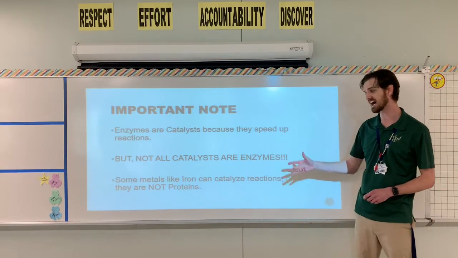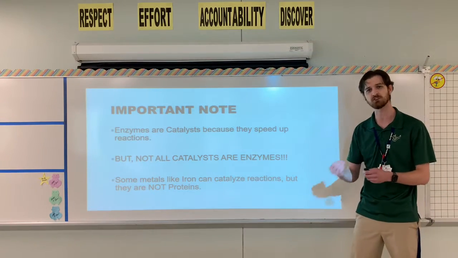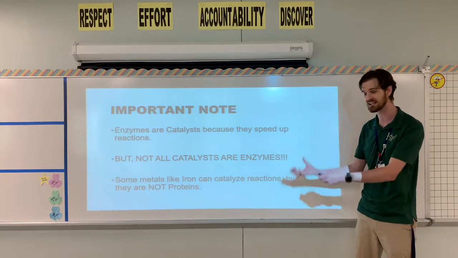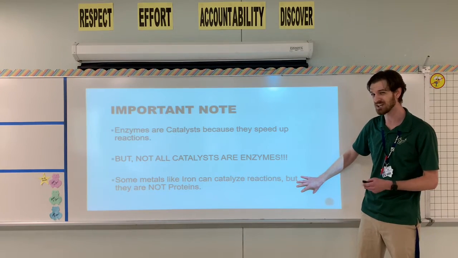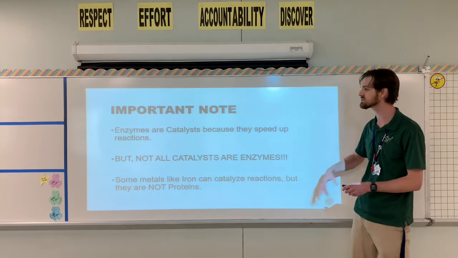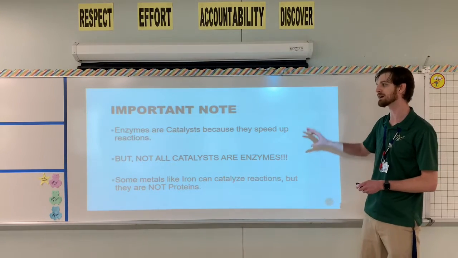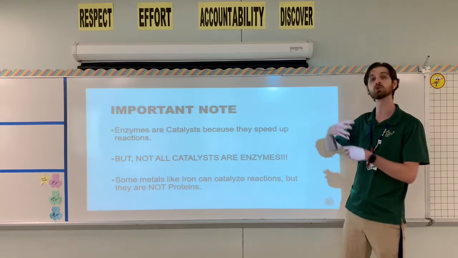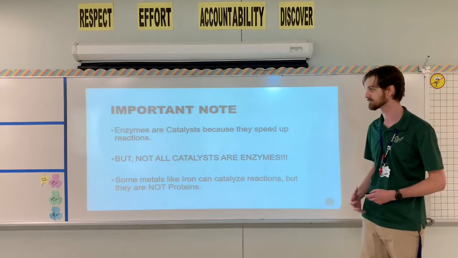So there are different things that can be catalysts. Some metals like iron can be a catalyst, platinum can be a catalyst. They can speed up different types of reactions depending on what it is. But not all of those are proteins, so they're not enzymes. Okay, so a catalyst is something that speeds up a reaction or lowers that activation energy, but enzymes are a specific group of catalysts that are found within our bodies that are biological, all right?